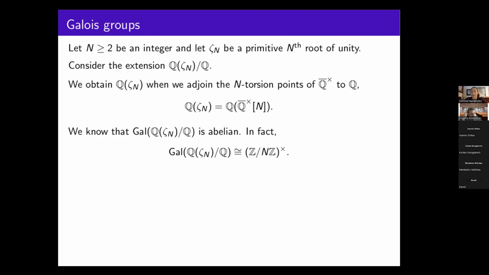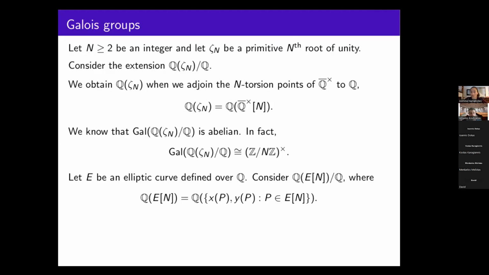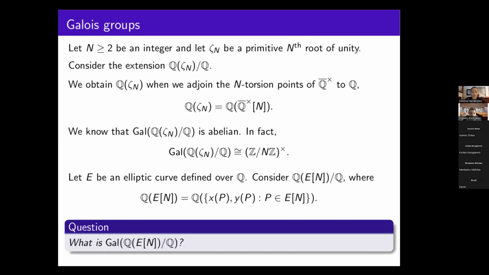Now, what if we did something similar, but instead of adjoining the n-torsion points of Q̄* to Q, we adjoin torsion points of an elliptic curve. So we're going to let E be an elliptic curve defined over Q, and we call this the nth division field again over Q. Again, we're just adjoining the x and y coordinates of the n-torsion points to Q. And for similar reasons, this is also Galois. And so a natural question to ask is, what is this Galois group?